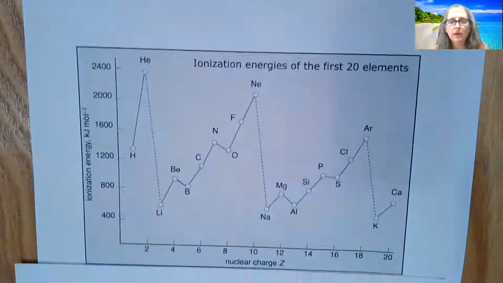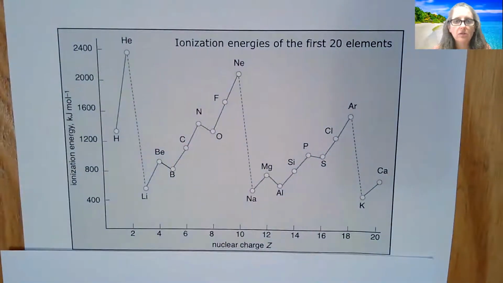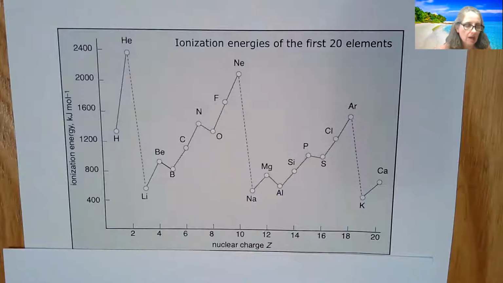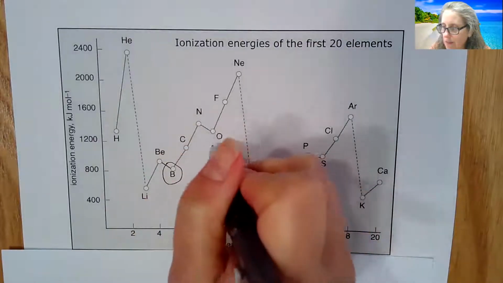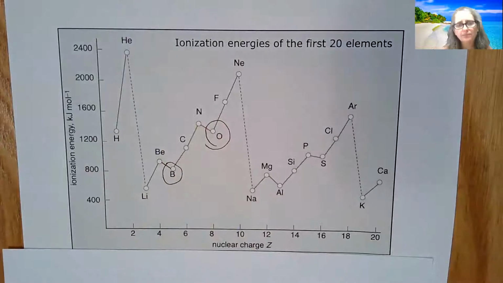But I want to look at a graph of the first 20 elements to see some interesting blips in the actual trend. Again, these are general trends on the periodic table. If you look at your periodic table, you will find all kinds of exceptions to the rule, and I will expect you to know a few exceptions. The one I want you to focus on is boron and oxygen.